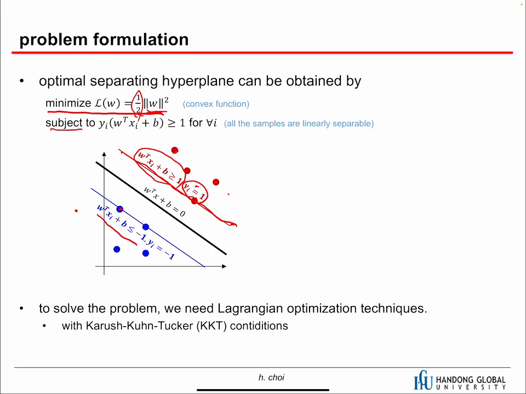So this one is minus 1, and these ones are less than minus 1, and yi is minus 1. So if we multiply this one and the yi, it should be greater than or equal to 1 for all i. Okay, so no matter what kind of point, from this class or from this class, it doesn't matter, since we have class information here. So if we multiply this label and this equation, then it should be greater than or equal to 1. Okay, so to solve this problem, we need the Lagrangian optimization techniques like KKT conditions.